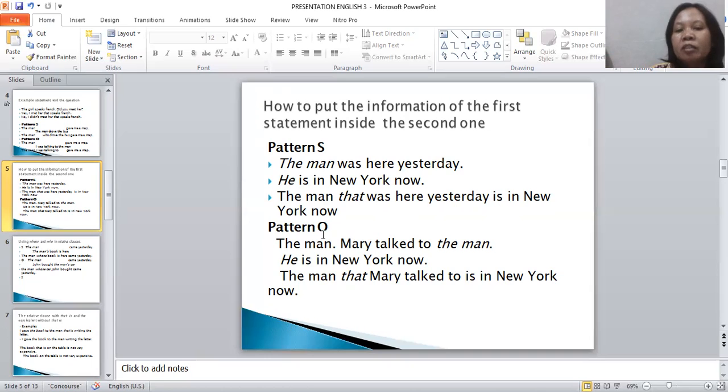And for the object pattern, for example, Mary talked to the man. He is in New York now. The man is the object, and this is he. So the relative clause sentence is the man that Mary talked to is in New York now.